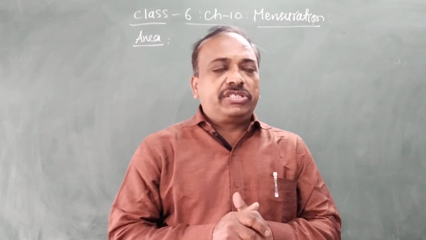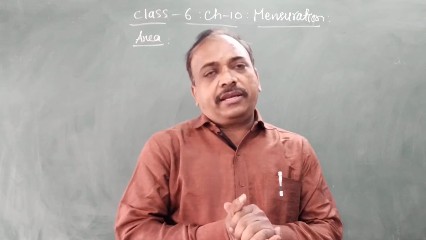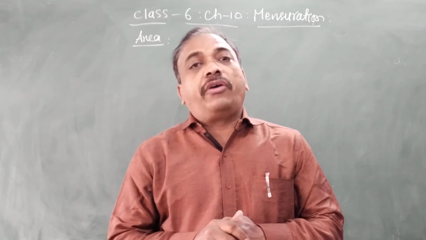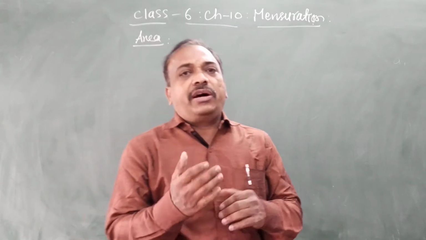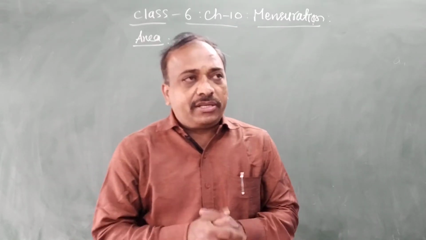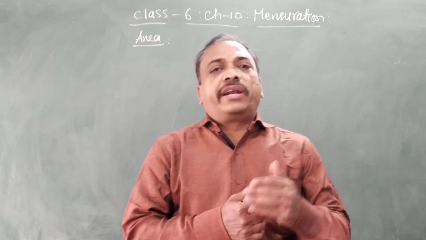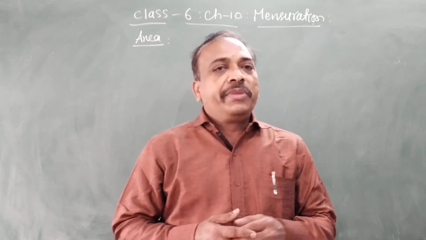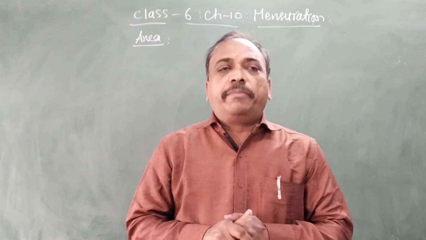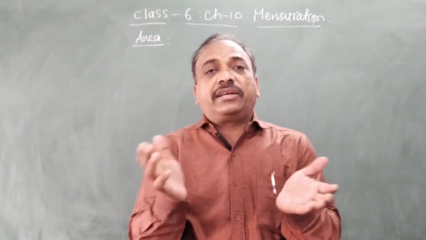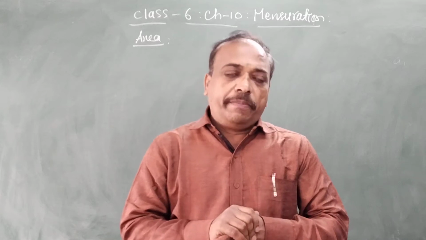So till now in the previous session we have discussed perimeter from the mensuration chapter. What is perimeter? The total length of the boundary of a closed figure is perimeter, and we have come across the shapes of a rectangle, square, triangle, a regular hexagon, and how to calculate their perimeter. The total length of the boundary is perimeter.